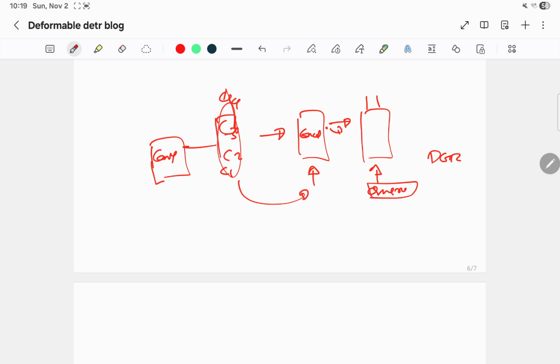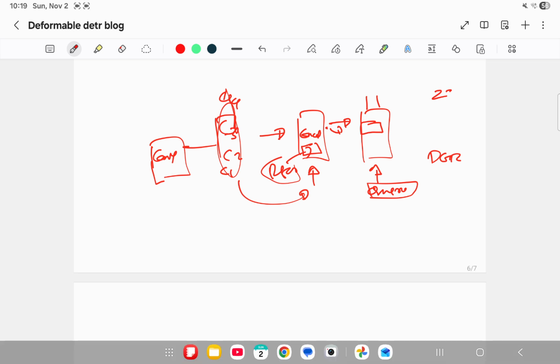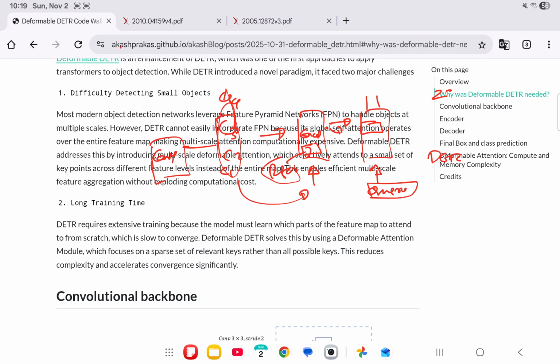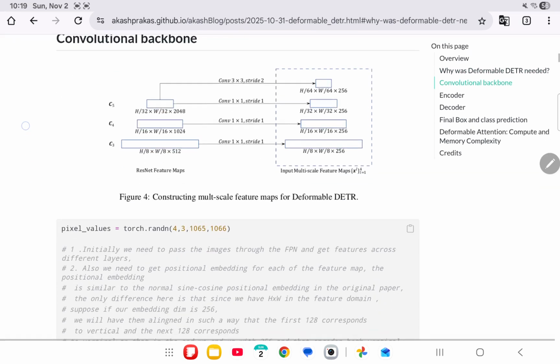So the key innovation here is, instead of self attention and cross attention happening on a higher number of image features, we will have something called deformable attention, which we will discuss downstream, so that it helps us to attend to different feature maps across different levels. So on a higher level, this is what is happening in Deformable DETR. So now we will look into the convolutional backbone.